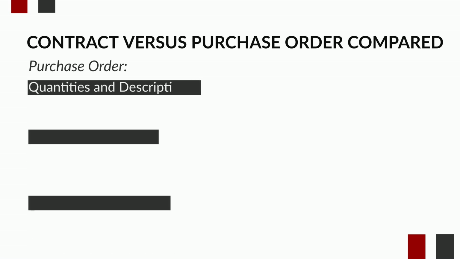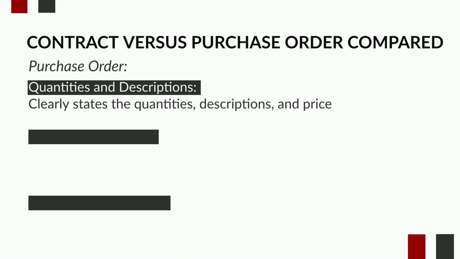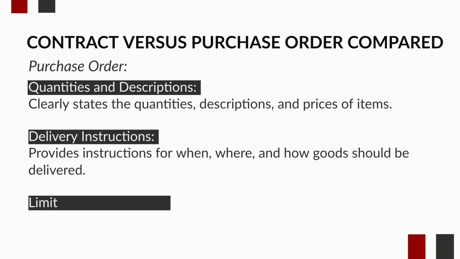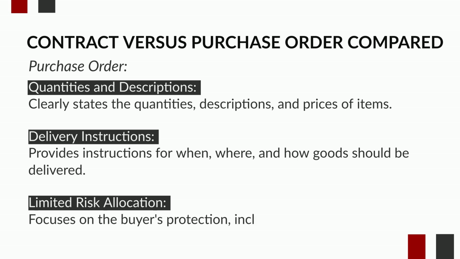Quantities and descriptions. Clearly states the quantities, descriptions, and prices of items. Delivery instructions. Provides instructions for when, where, and how goods should be delivered. Limited risk allocation. Focuses on the buyer's protection, including quality and delivery.